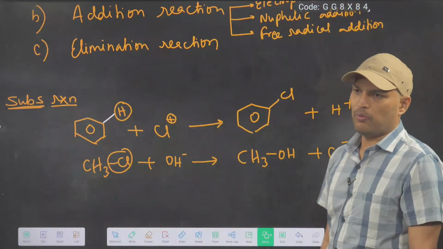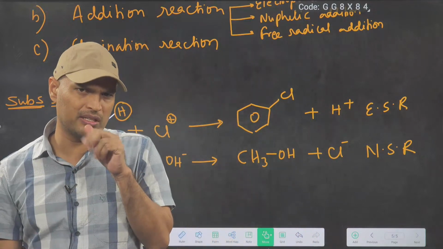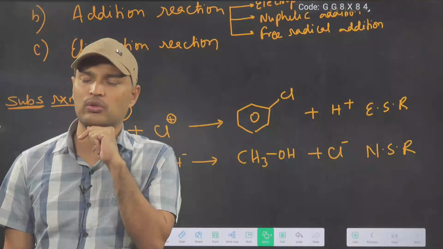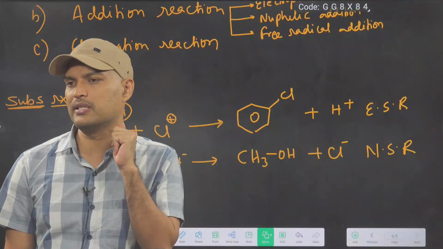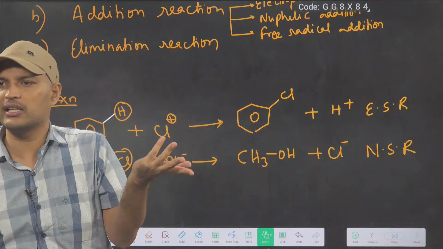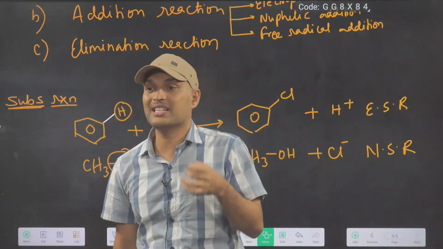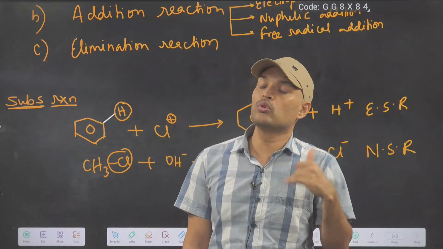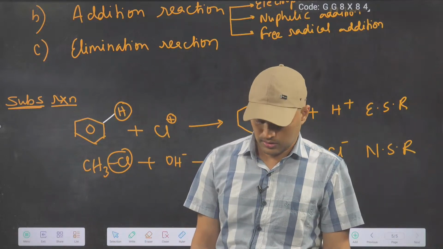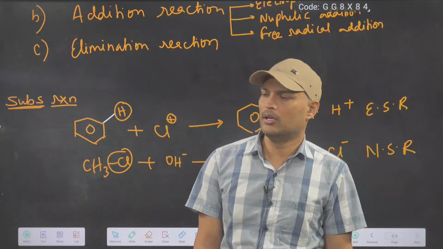So can you see one electrophile replacing other? First of all you have to see whether replacement is there or not. Yes, replacement is there. Who is replacing? Electrophile is replacing, nucleophile is replacing, or something else is replacing. If one electrophile replaces other electrophile, electrophilic substitution. One nucleophile replaces other nucleophile, nucleophilic substitution reaction. Clear? Done. Okay.